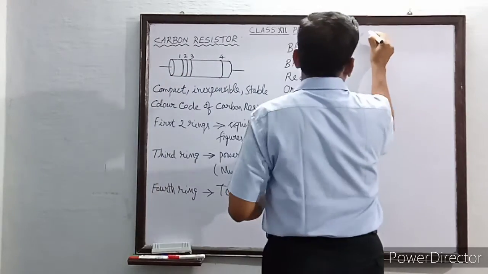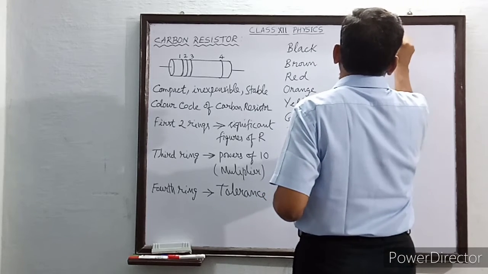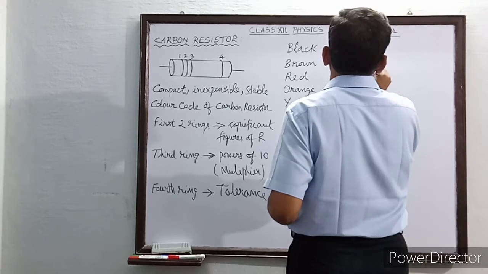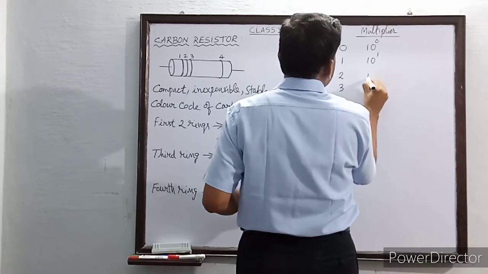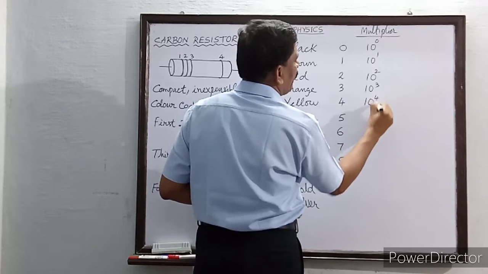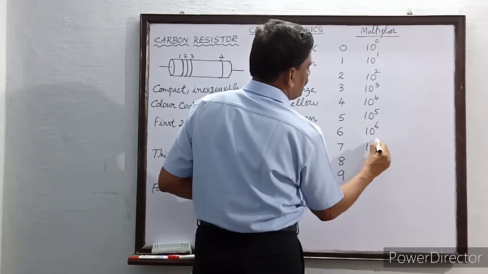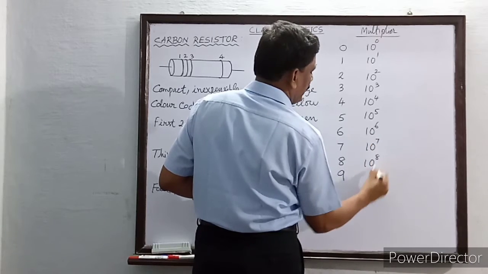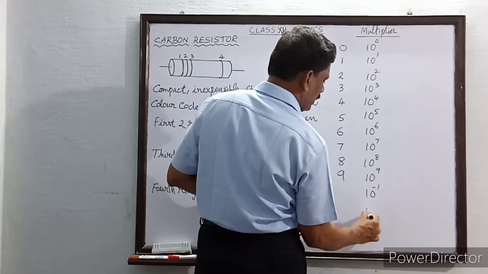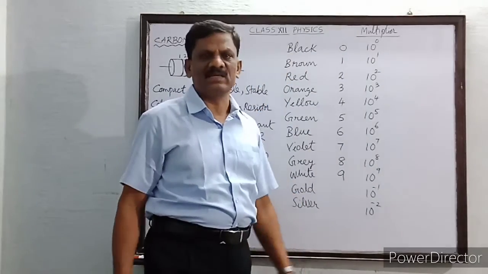And here the multiplier. What is the decimal multiplier? The decimal multiplier for black is 10 power 0, and this is 10 power 1. This is 10 power 2, and continuously it is 10 power 3, 10 power 4, 10 power 5, 10 power 6, 10 power 7, 10 power 8, 10 power 9. For gold, 10 power minus 1, and for silver, 10 power minus 2. These are all the decimal multipliers.